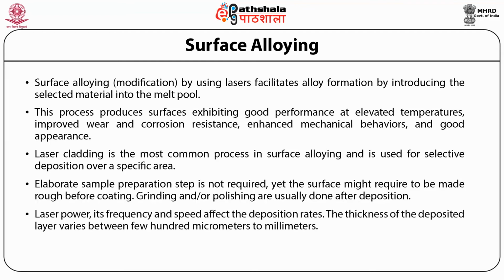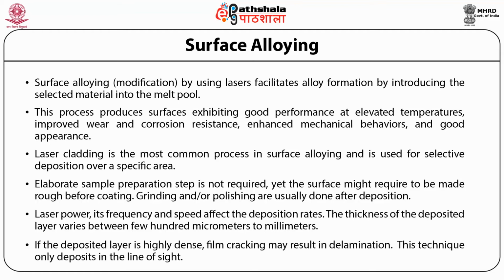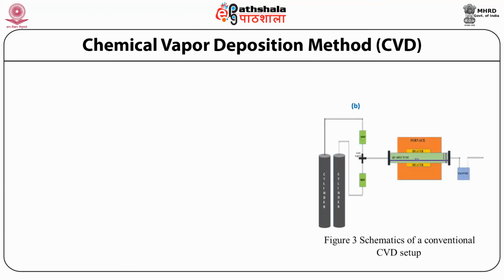Laser power, its frequency and speed affect the deposition rates. The thickness of the deposited layer varies between few hundred micrometers to millimeters. If the deposited layer is highly dense, film cracking may result in delamination. Furthermore, this technique only deposits in the line of sight. We will now study the chemical vapor deposition method, which is also abbreviated as CVD.